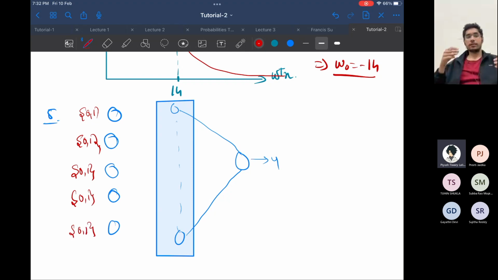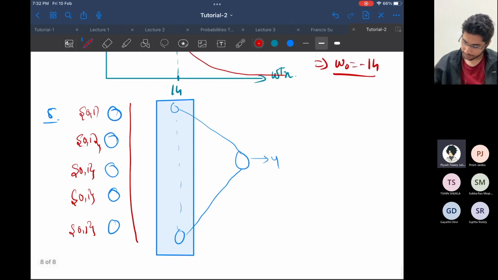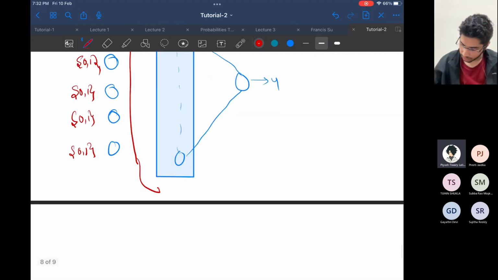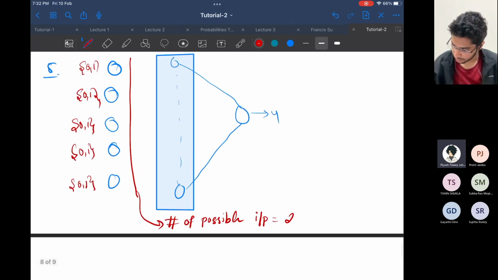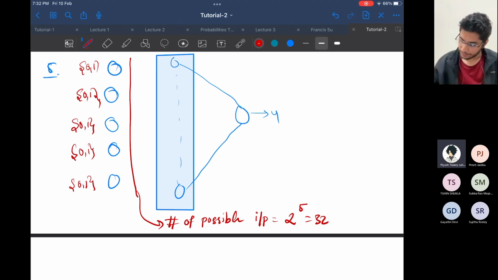So each of them can have two possible values, 0 or 1. So how many total combinations can there be, right? So the number of possible inputs, what will it be? This is nothing but 2 raised to 5, because since there are 5 of them, each of them can have two values. It will be 2 raised to 5, which is 32, right?